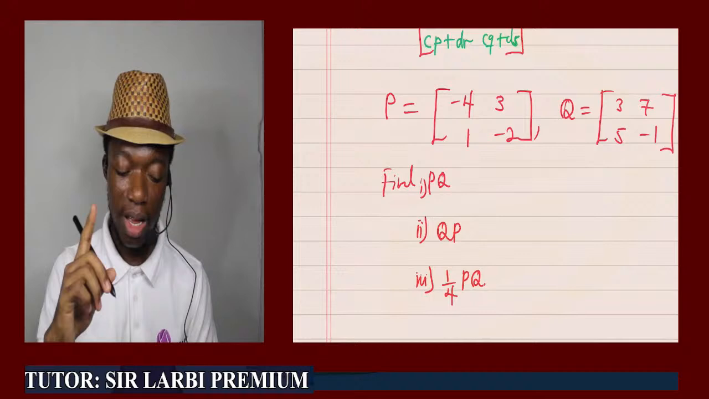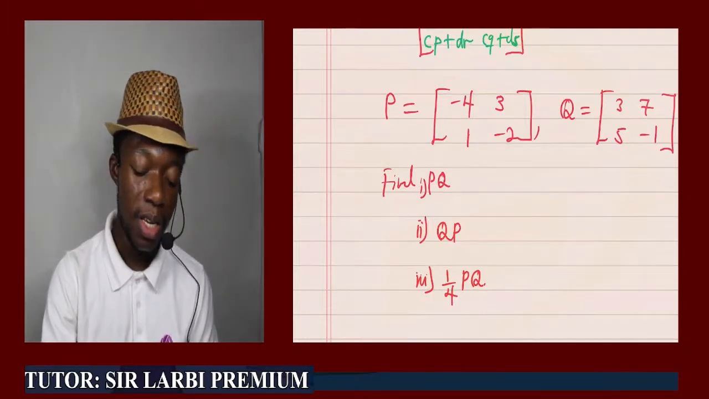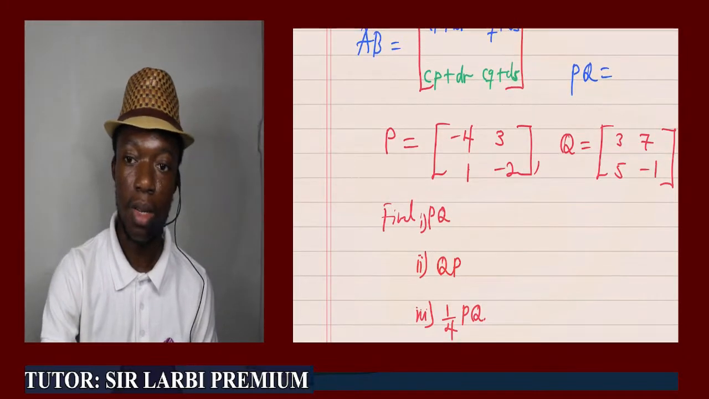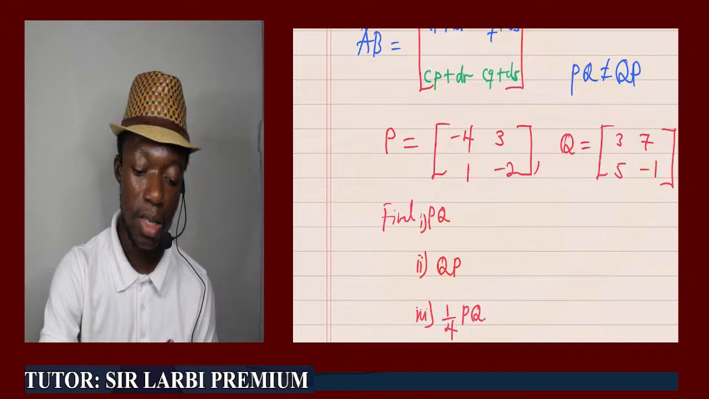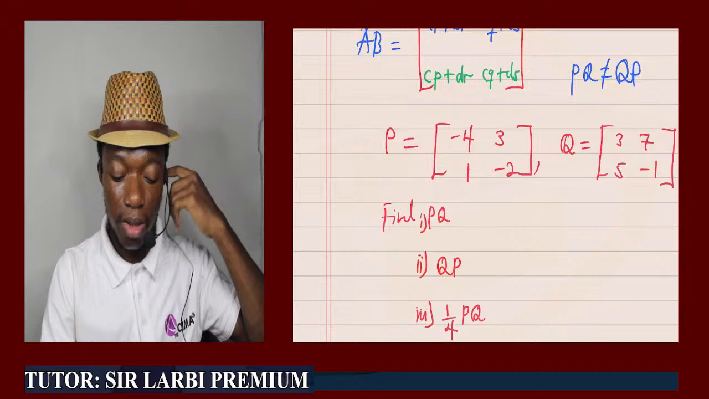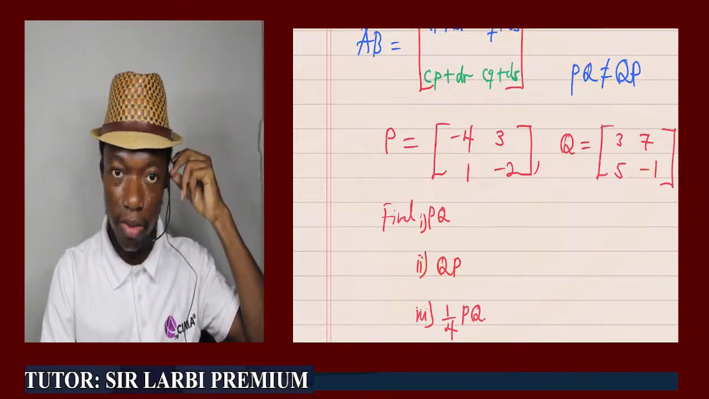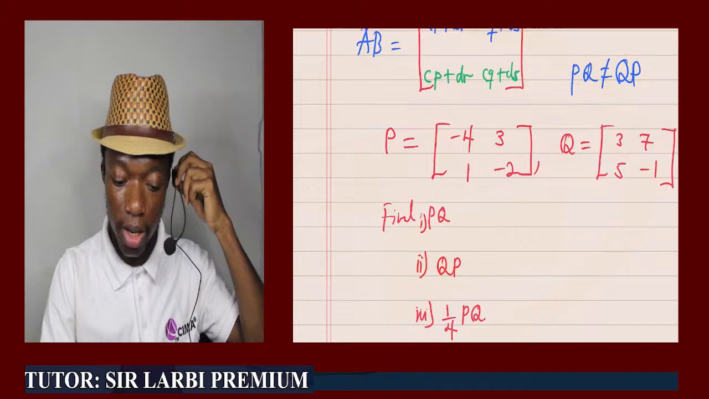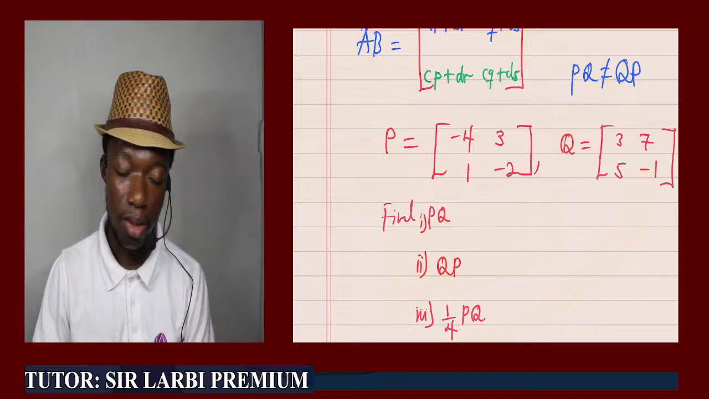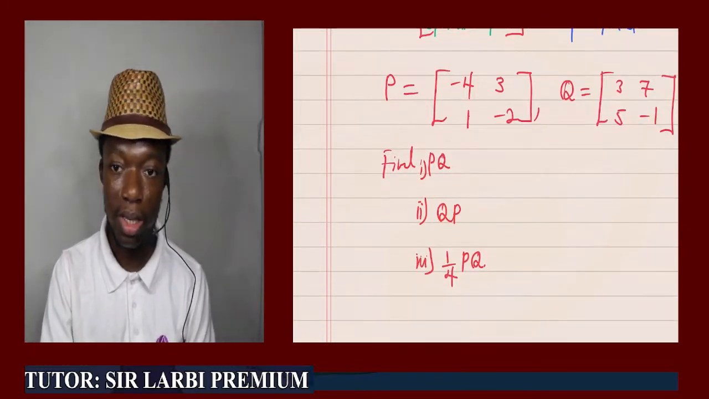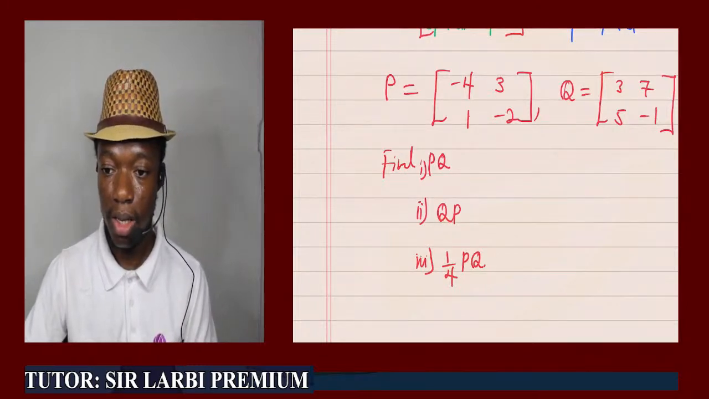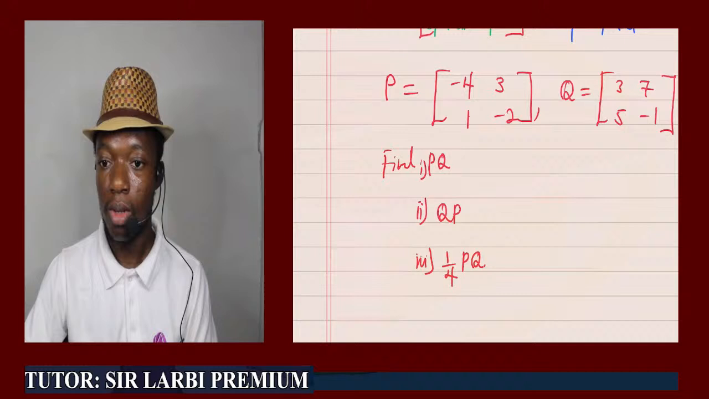How do we go? As I said earlier, PQ in matrices is not the same thing as QP. It doesn't work in that way. In matrix multiplication, commutativity is not possible. So make sure you don't conclude that you can reverse everything. That is wrong; you get a different result. We see that this principle is generally true. So what do we do?